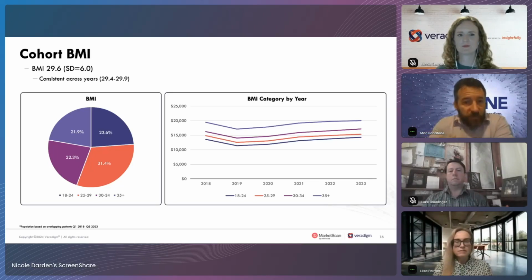So you can get a sense of the increment within each category. Going from that 18 to 24 category to either the 25 to 29 or the 30 to 34 category is associated with about a 9 to 11% increase in average annual costs in any given year. However, when you go from that 30 to 34 up to that 35 plus, that's where your total costs increase by about 20% in any given year.